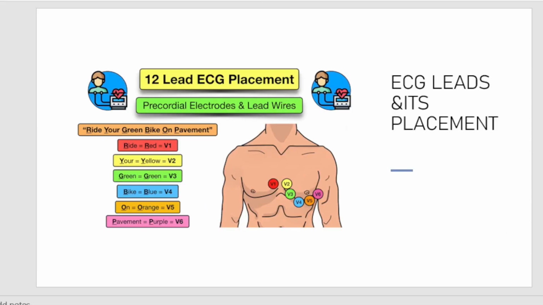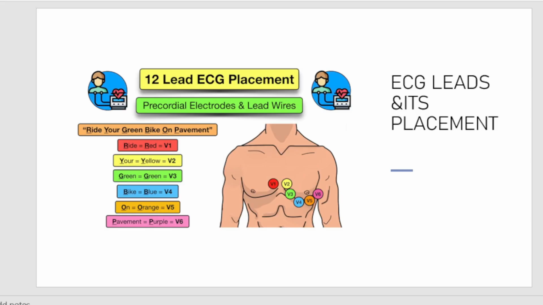The next topic is ECG placement. When you analyze NORCET 6 and 7, there are two compulsory questions from the ECG. One is from ECG placement and one is from ECG abnormalities and the normal. So you have to focus mainly on the placements and the normal and abnormal ECG.